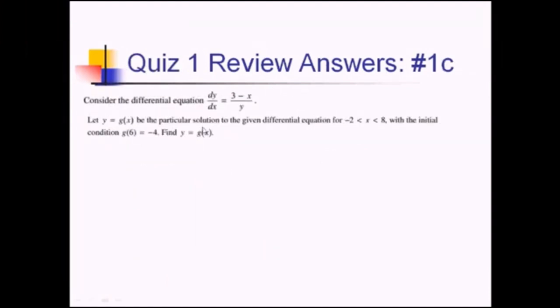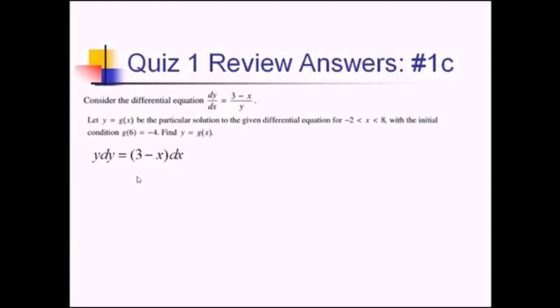On this problem, I've got this differential equation, which I want to solve for its particular solution, given an initial condition of g of 6 equals -4. So let's start by separating our variables. We have to do this because we have a y, an output variable, in the differential equation. I'll start by multiplying y by both sides. So I've got y dy on the left. On the right, if I multiply by dx, I've got 3 minus x in parentheses times dx.